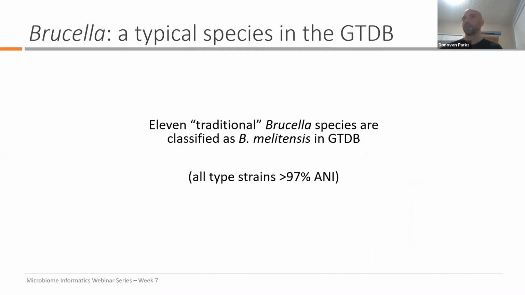So one thing we can look back on now is what happens to Brucella. And as you might imagine, under this more strict genomic definition of what a species is, these 11 traditionally defined Brucella species become a single species in the GTDB. It's called Brucella melitensis because that is the species name with priority, and the other 10 species are synonyms of this species name under the GTDB framework, right? So this is, of course, a matter of taxonomic opinion.